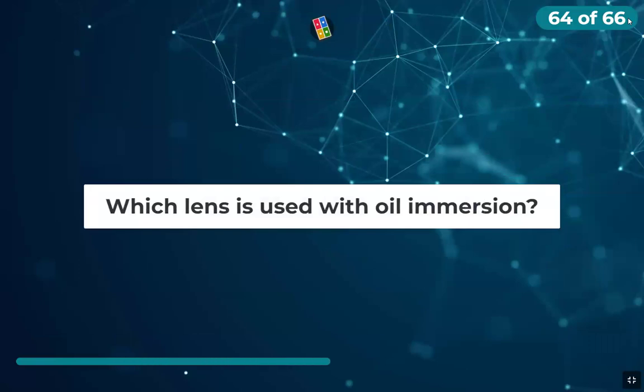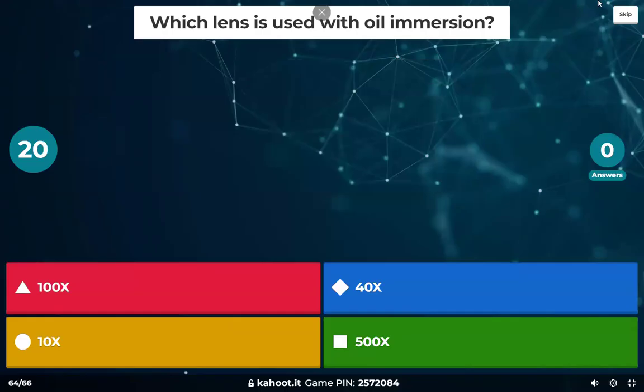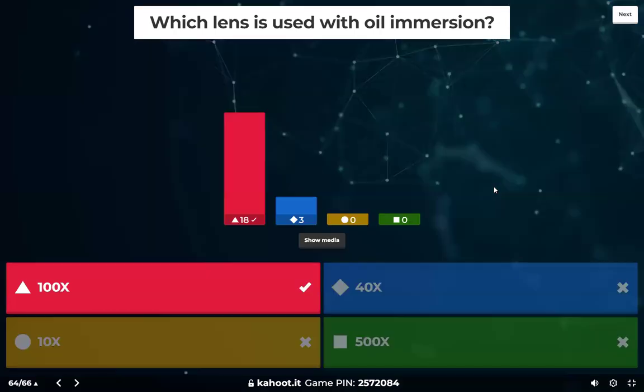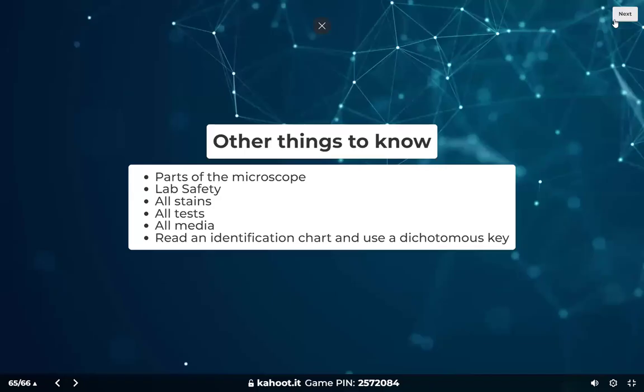All right, which lens do we use with oil immersion? It's in the picture. That's the 100x. Other things you want to know about your microscopes are the parts of the microscope. Know them, be familiar with the names and what they do for the microscope, right? We had the stage last time. That was the part that I labeled. It's not going to be the stage this time, okay?